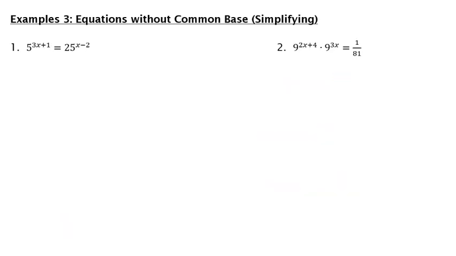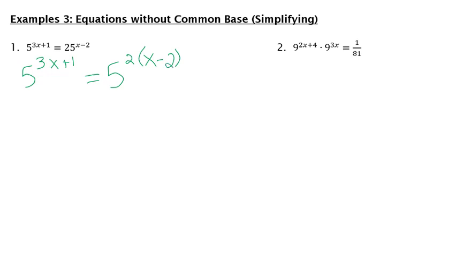In these last two examples, this is where we have to rewrite a common base and maybe have to do a little more simplifying. So this first one, we have 5 to the 3x plus 1. For the second part of that equation, 25 can be written as 5 squared. So 5 to the second. And then in my parentheses, I'm going to write x minus 2.